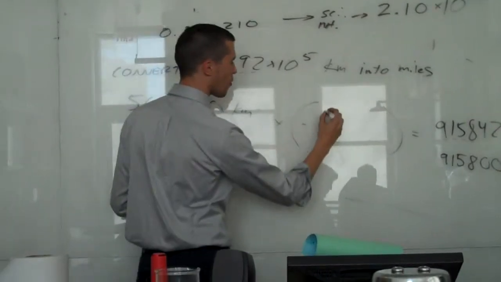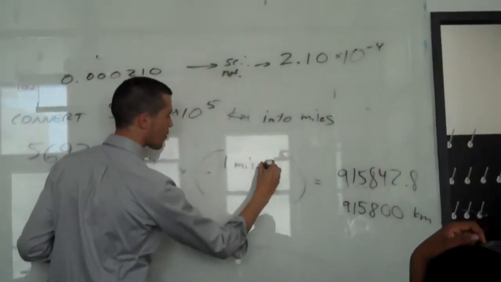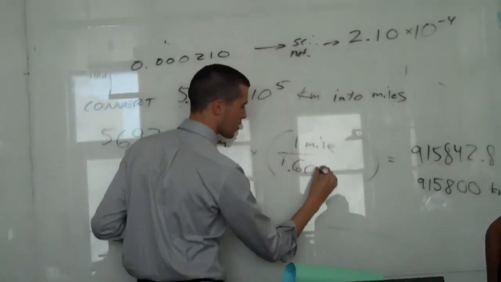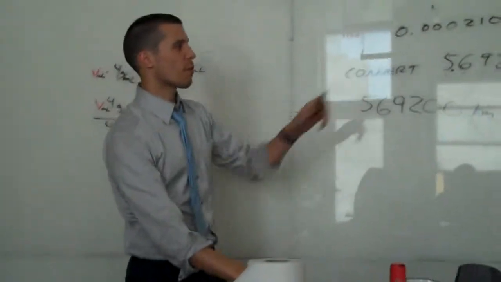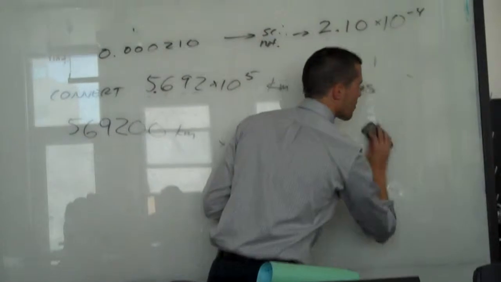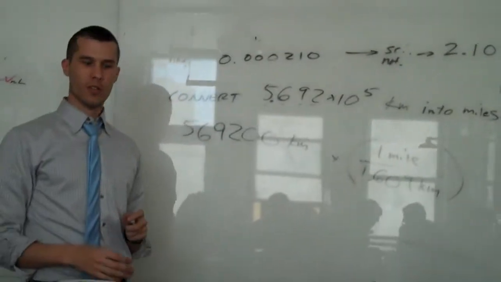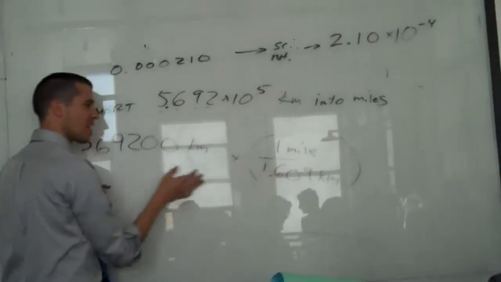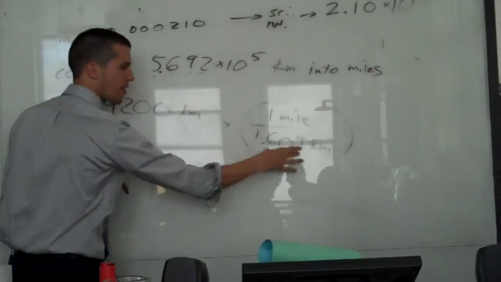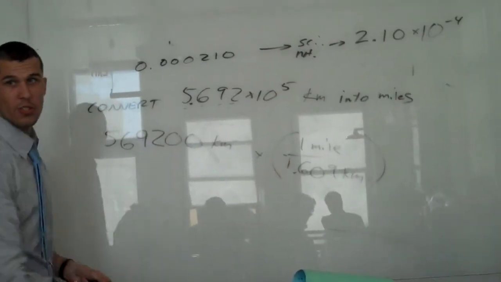Now it would be 1 mile for every 1.609 kilometers. So we just flipped it around. Now we've got a completely different answer. What do we do now? It's not multiplying this, it's taking this number and dividing it by that number.